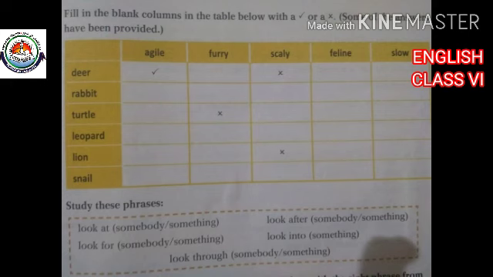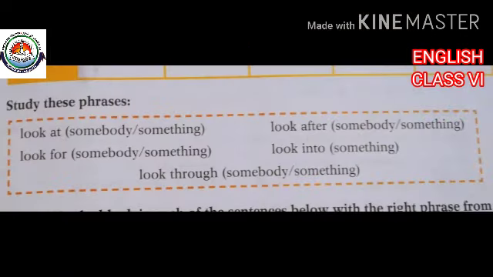The meaning of the word agile is moving quickly or easily, which means this word is suitable for rabbit and leopard and lion, but it's not suitable for turtle and snail. Hope you understood how you have to do it here. Now let's have a look at some other vocabulary part.